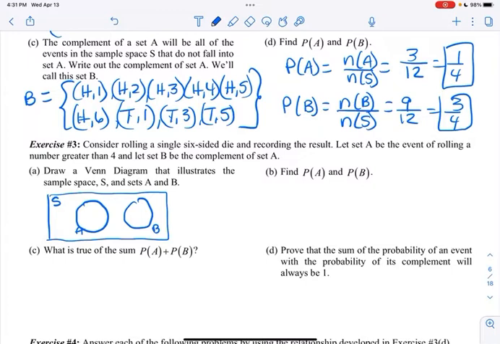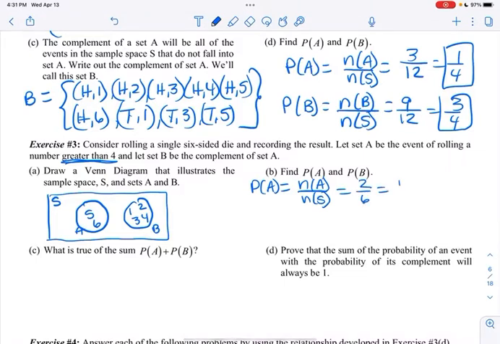Set A is a number greater than 4, so that's my 5 and my 6. B is the complement, so that's everything that's not greater than 4: 1, 2, 3, and 4. All right, and there's my Venn diagram. The probability of A is the number of ways A can happen over the number in my sample space, which is 2/6, or 1/3. The probability of B is the number of ways B can happen over the number in my sample space, which is 4/6, or 2/3.